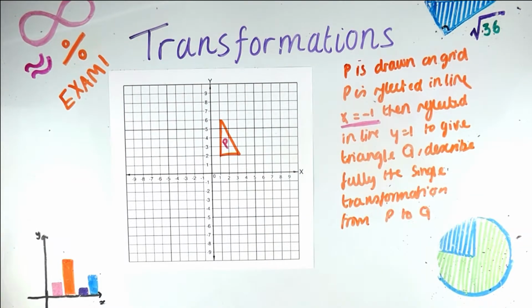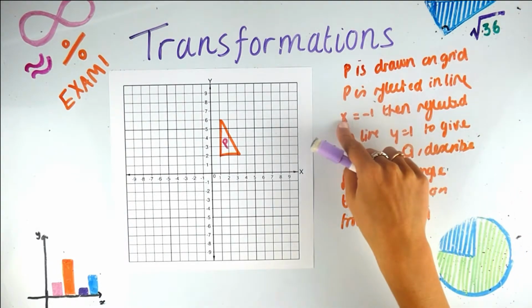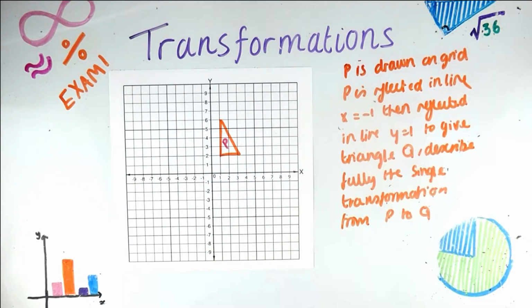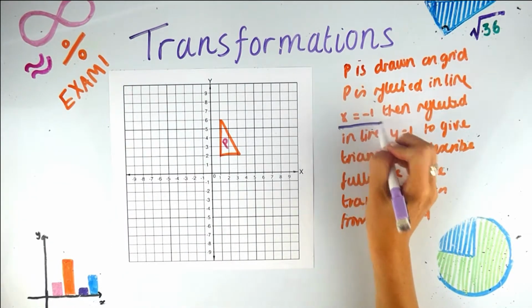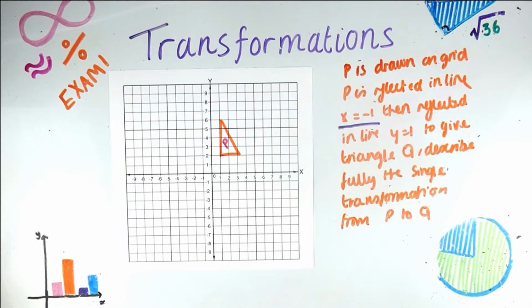Okay, so this question, P is drawn on a grid. P is reflected in the line x equals -1 and then reflected in the line y equals 1 to give the triangle Q. Describe fully the single transformation from P to Q. So here it's written down as 2 transformations, and I want you to give it as 1. The first one is x equals -1, so it's reflected in this line.